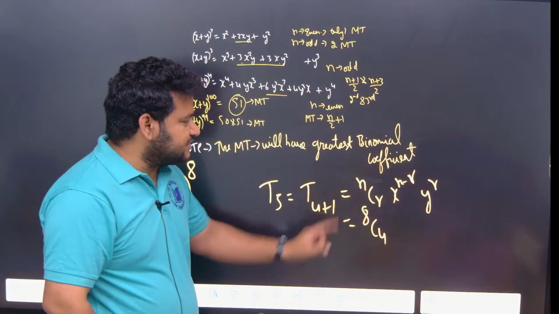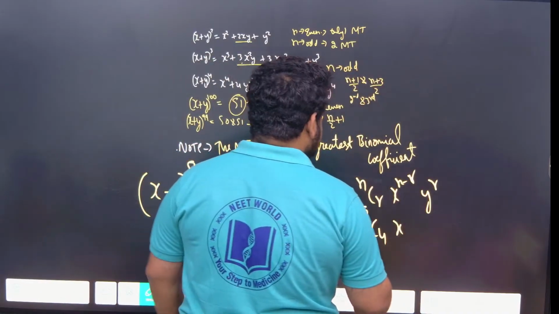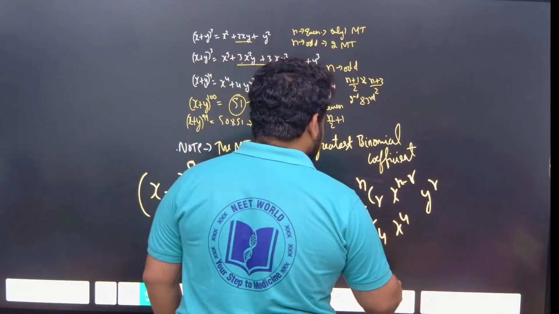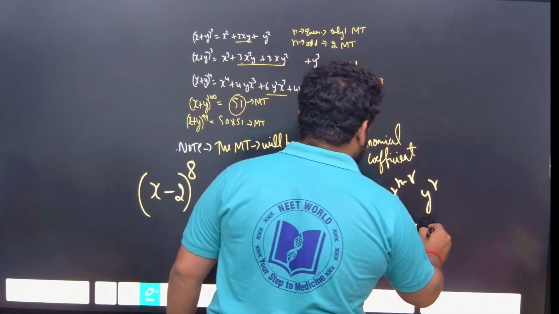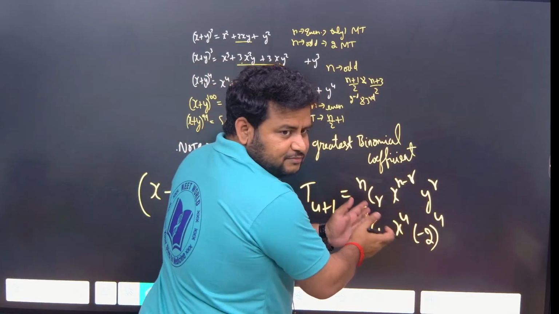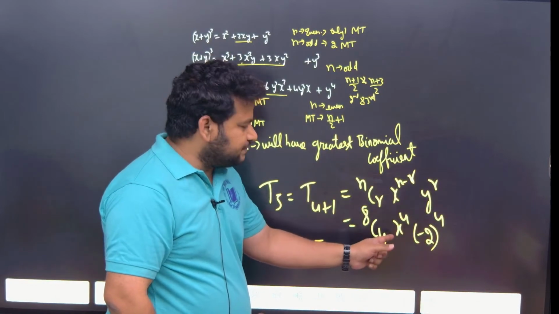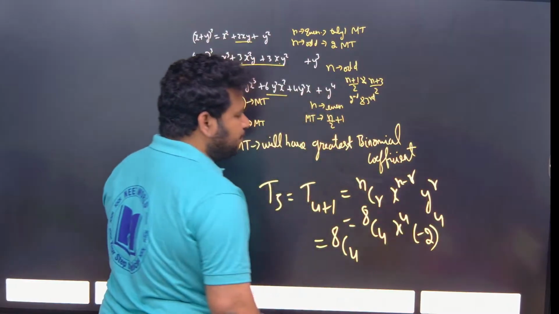So this is 8Cr. x is x itself, 8 minus 4, x power 4. And what we are having, y power 4. Y power 4 means minus 2 to the power of, not 8, it is 4. Now what we are having, only the constant terms if you look at it. This is the middle term. So 8C4 into minus 2 to the power of 4.